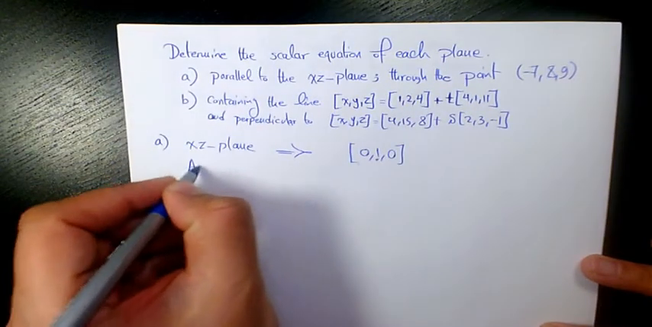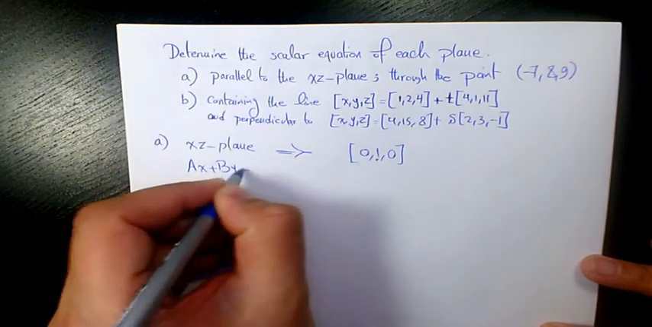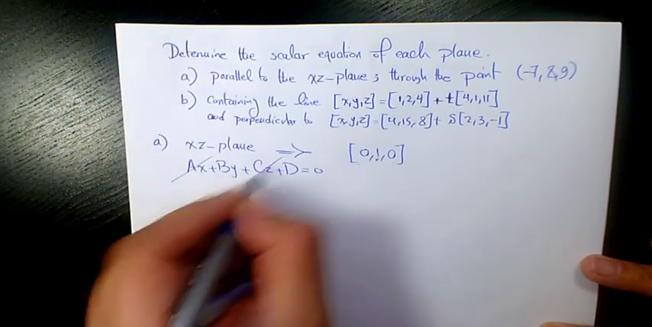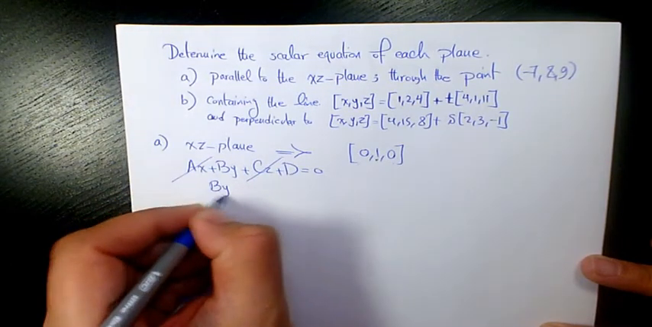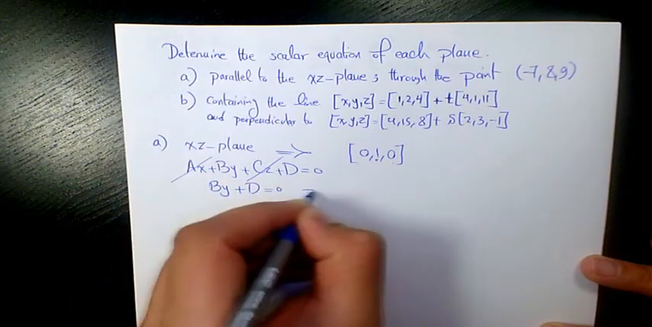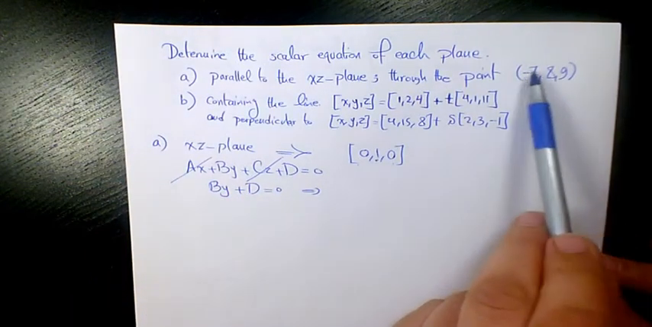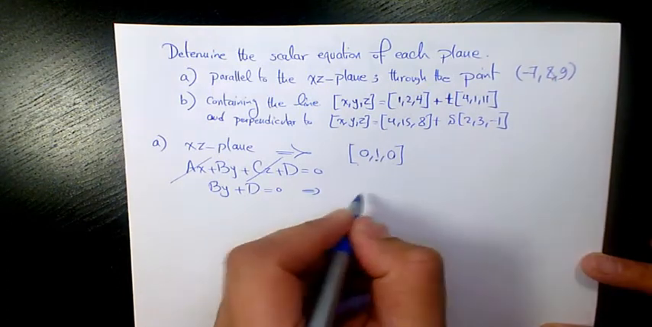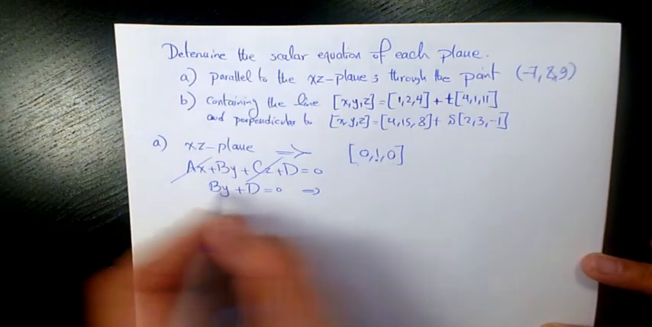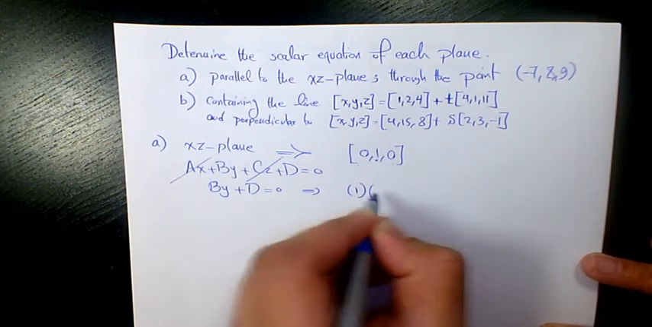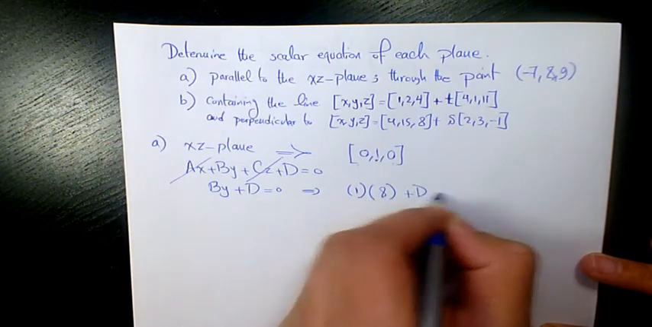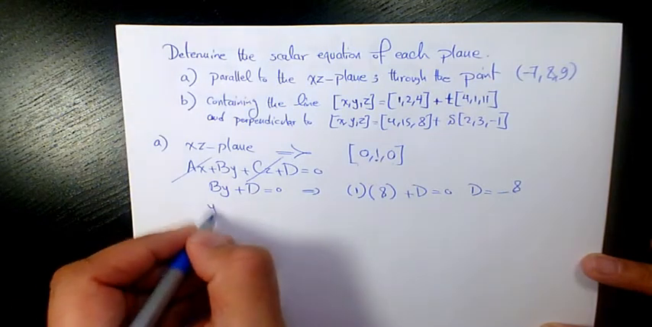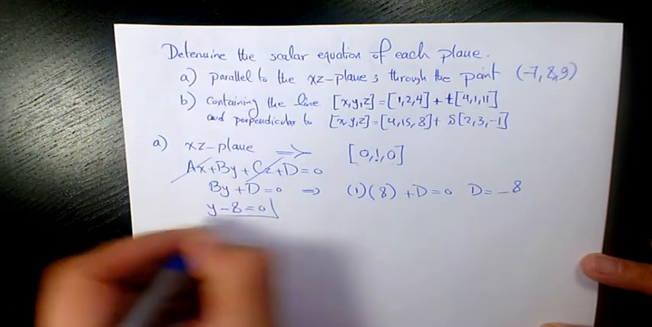So when you have ax plus by plus cz plus d equals 0, these two parts are going to be 0. So we have by plus d equals 0. Then we can sub this point in it. Y is 8, so we have b is 1, y is 8, plus d, so d will be negative 8. So the equation of the plane is going to be y minus 8 equals 0.